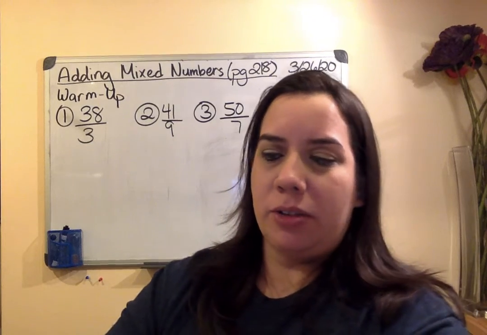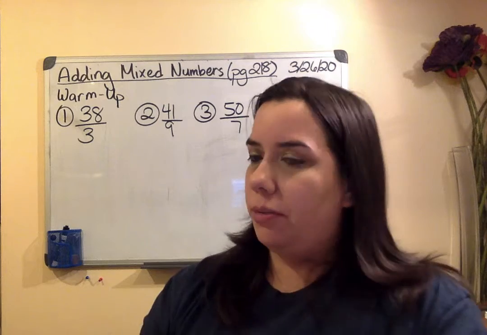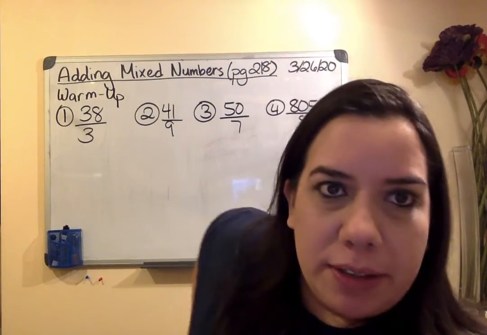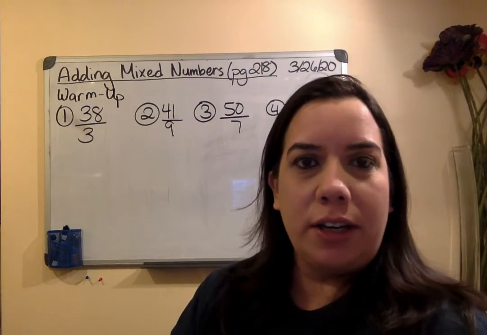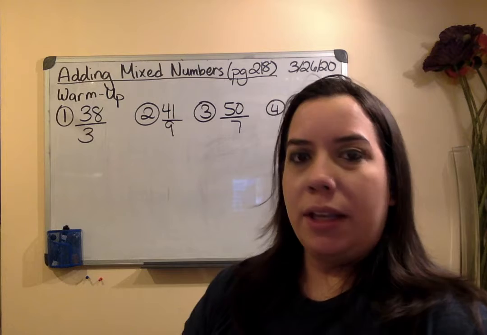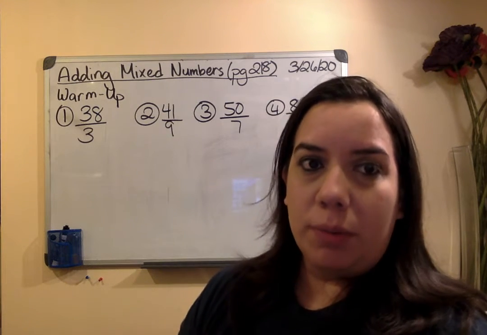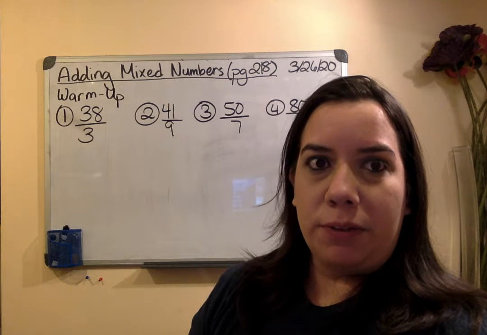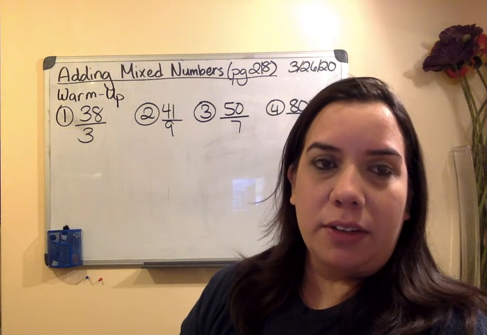I'll be needing you to grab your math book and turn to page 218. We're going to be working on adding mixed numbers. You can hit pause until you're set, but I'm going to keep going. I put up on the board the warm-up. We need to do the warm-up just to refresh our memories on what we did right before we left school for a while, so you're able to be successful in this lesson.